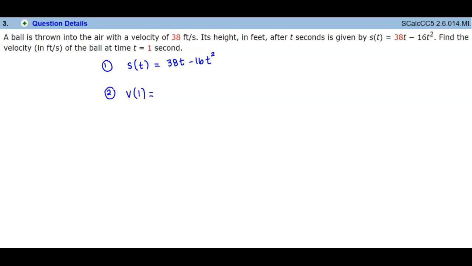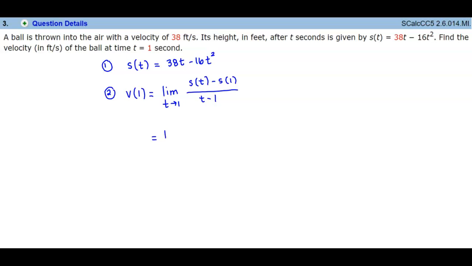So that means we want to find the limit as t approaches 1 of s of t minus s of 1, divided by t minus 1. So let's go ahead and do that.